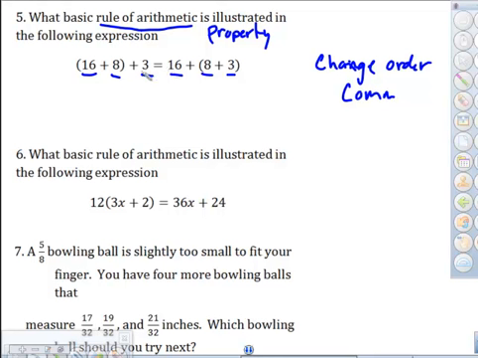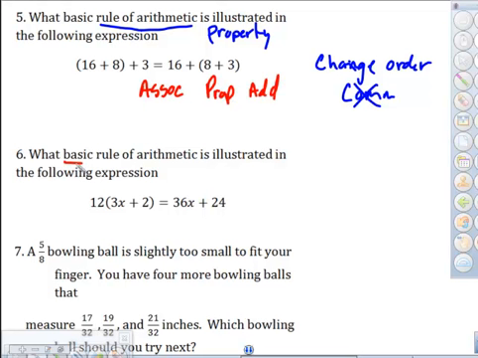Okay? So I see 16 8 3, 16 8 3. The order didn't change, so that means it's not commutative property. Next, what I do is I look for the parentheses. If the parentheses change, the grouping changed, then that means that's associative property. So 16 and the 8 are in parentheses, and then over here the 8 and the 3. So since the grouping changed, that means that that's associative. All right? Associative property of addition.